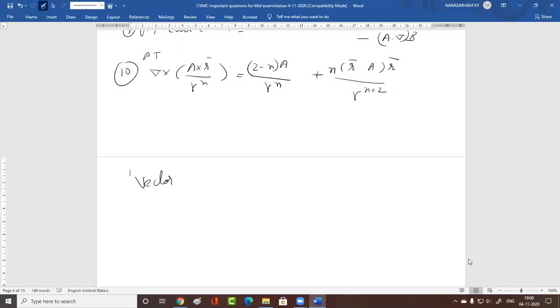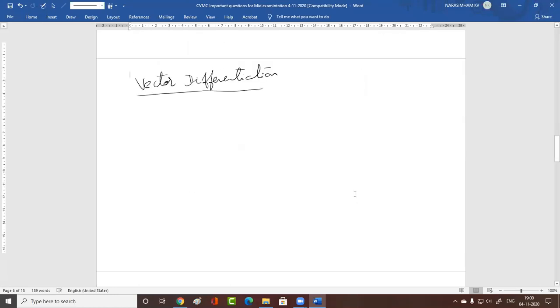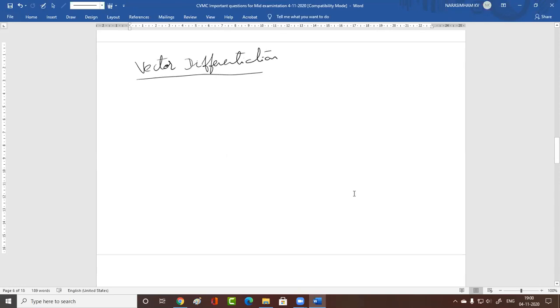Differentiation, unit number 4. This is the easiest unit. If you know the 3 definitions, then we can get the full marks from vector differentiation.